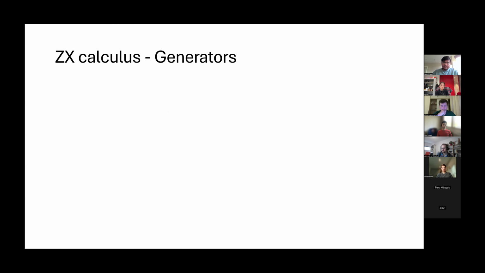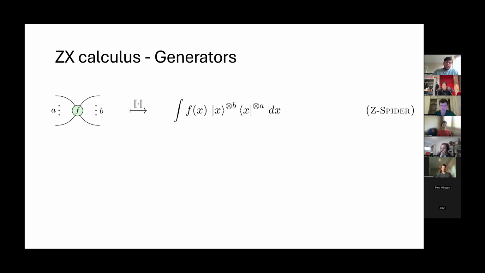So as the generators, we have, first of all, the Z spider. In the qubit case, the Z spider matches the computational basis. So if you input ket x in one of the wires, it makes sure that all of the other wires are also ket x. Similarly, in the continuous variable case, the Z spider matches the position basis state. So you have x and x that are matched.